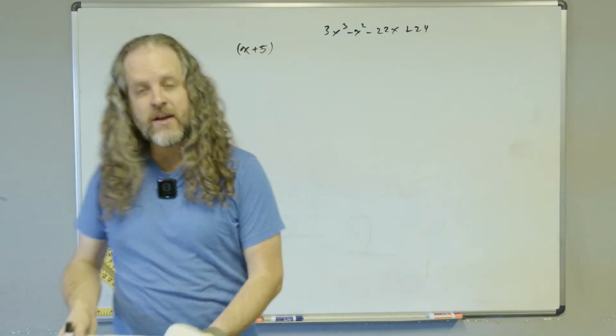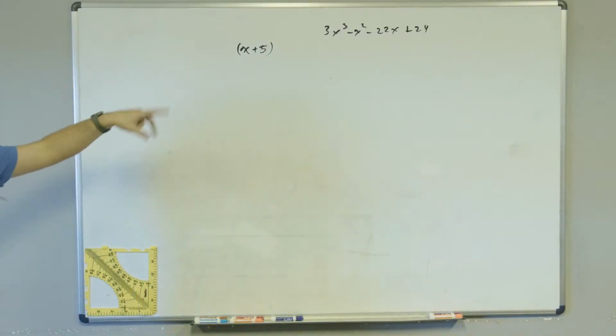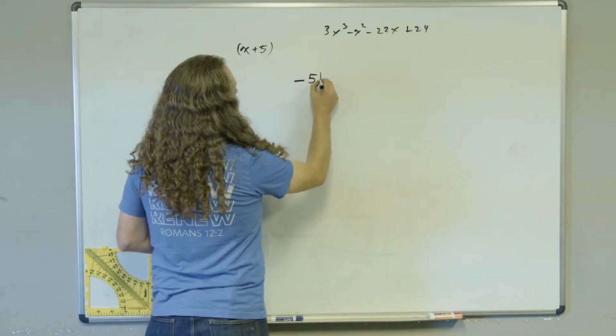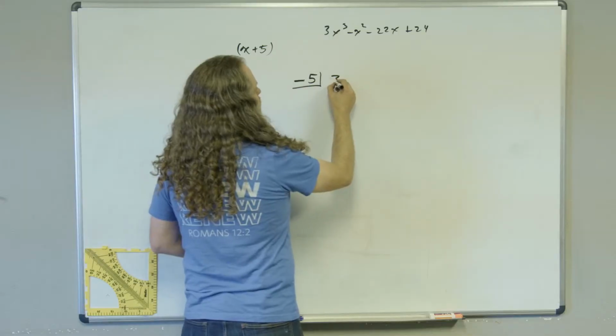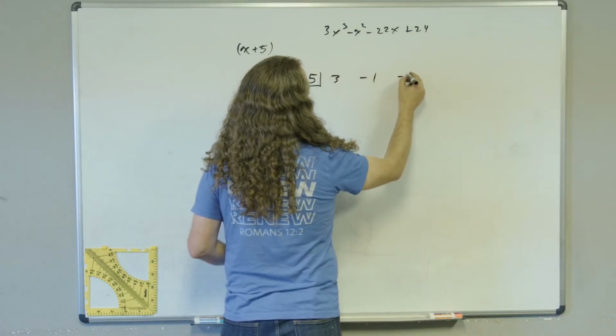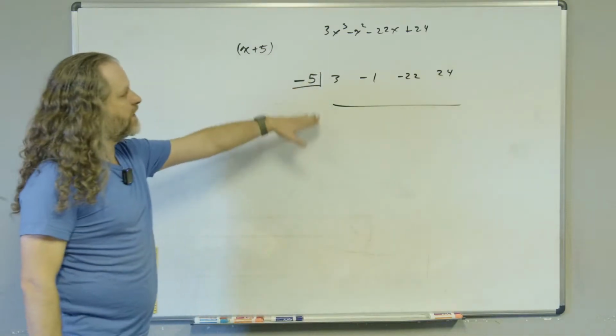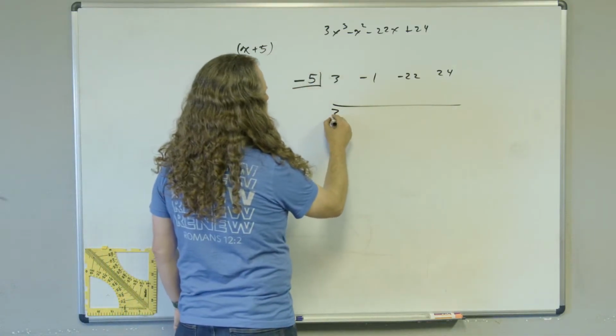So we divide that. We can divide it using synthetic, or you can divide it using long division if you felt like it, right? But we can use synthetic substitution, or synthetic division, to see whether it works. So here we go. 3, negative 1, negative 22, 24, right? Then we bring down the 3. Negative 15.